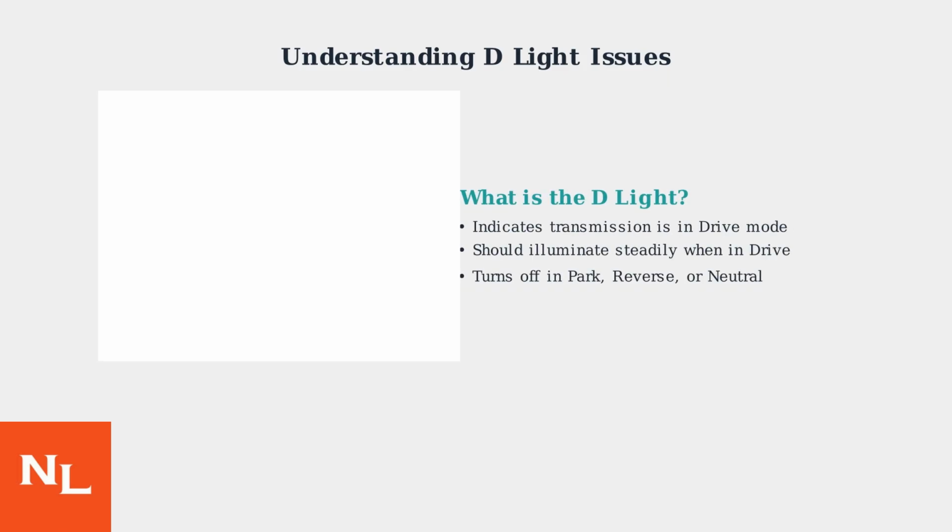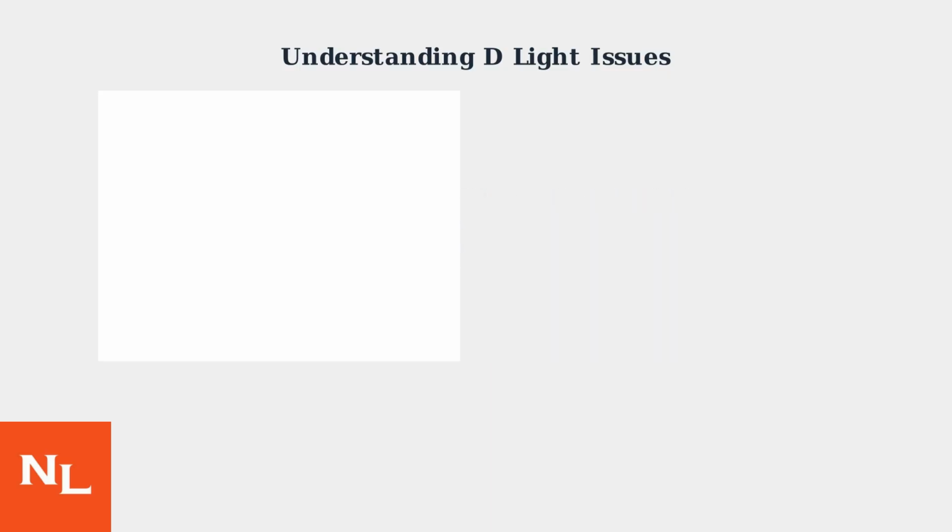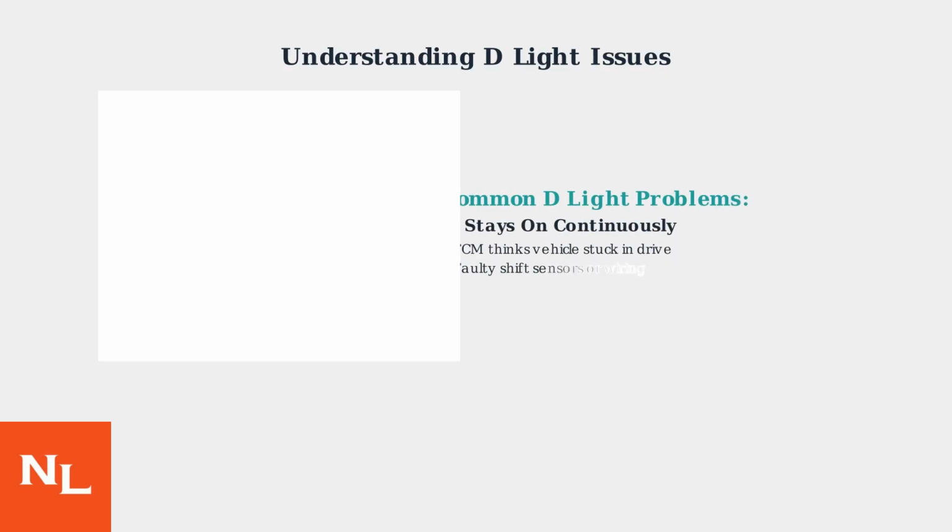Normally, it should illuminate steadily when you shift into drive and turn off when you select other gears like park, reverse, or neutral. There are two main types of D-light problems.